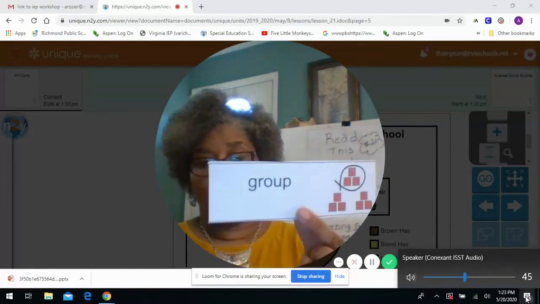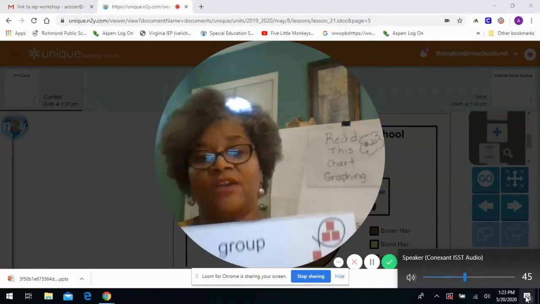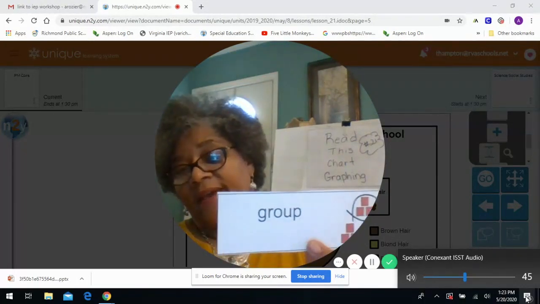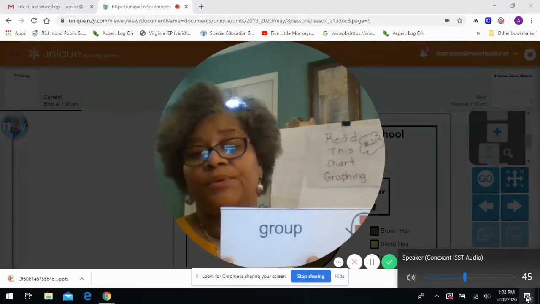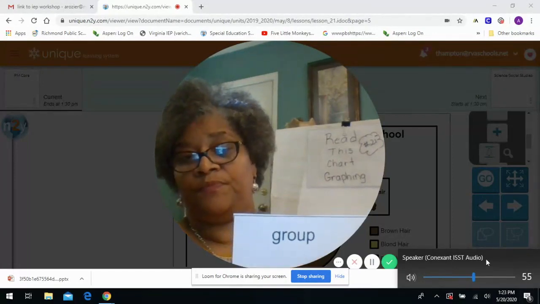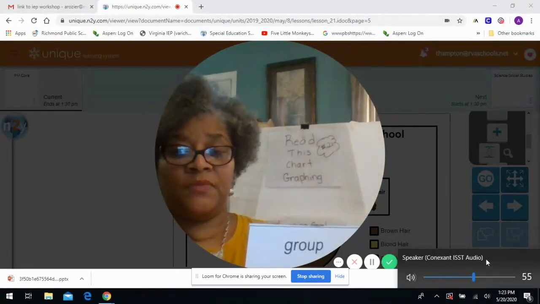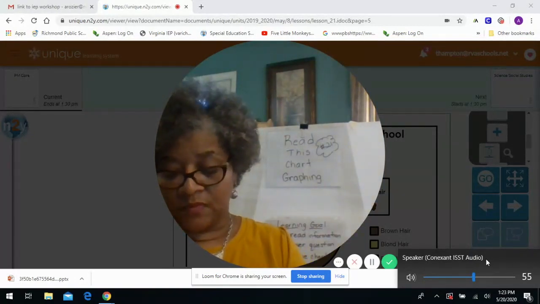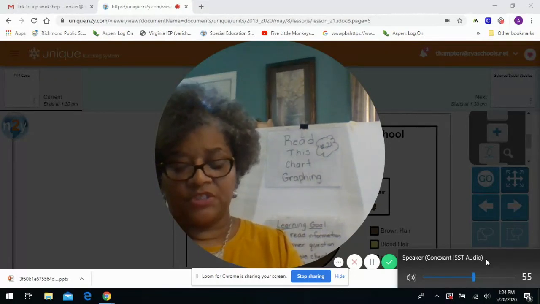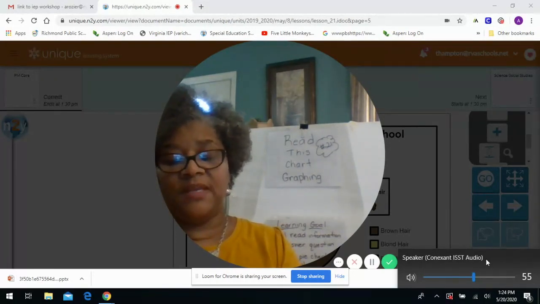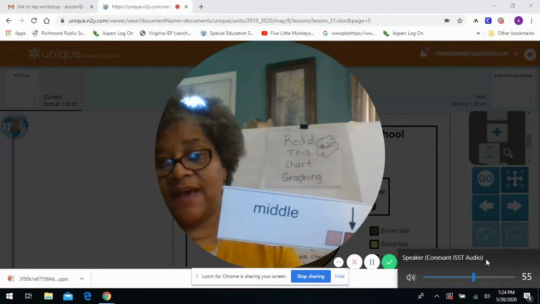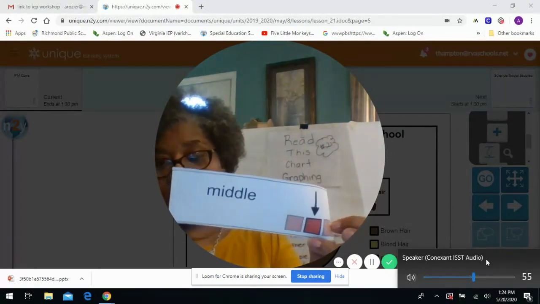All right. Then we also, in population, you have a group. A group of people is a number of objects or persons considered as a unit. A group. Then in the middle, what we just talked about, as far as the median, the middle, equally distant from the ends or sides, the one exactly in the middle.